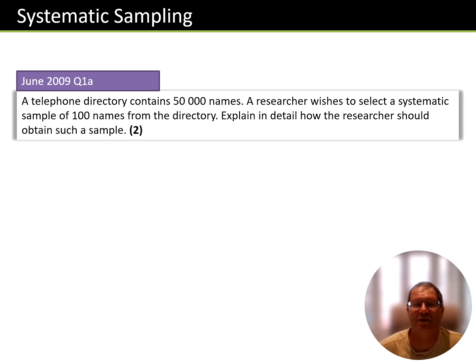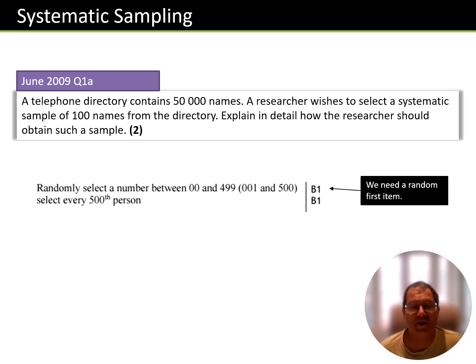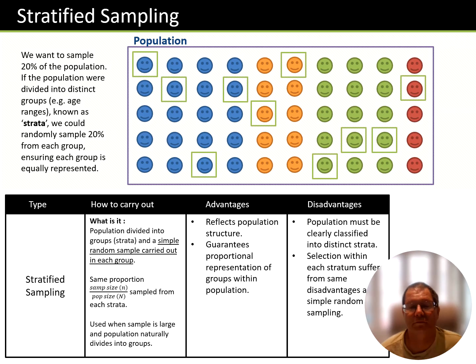Let's see what the answer says. So it says randomly select a number between 0 and 499. That's assuming that you call the first person 0. I would have called it 1, which is in brackets. So 0 (1) and 500. And once you've done that, you then select every 500th person. So notice they have used the population and sample size to get the 500. And then they've also said once you've done that randomly, then you need to move on every 500 people.